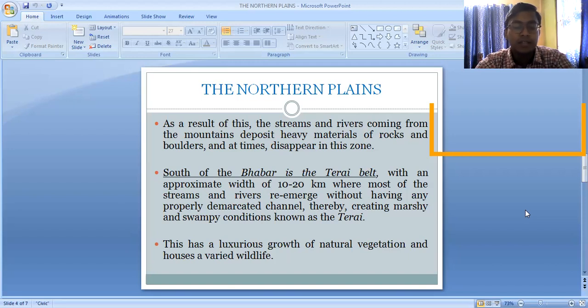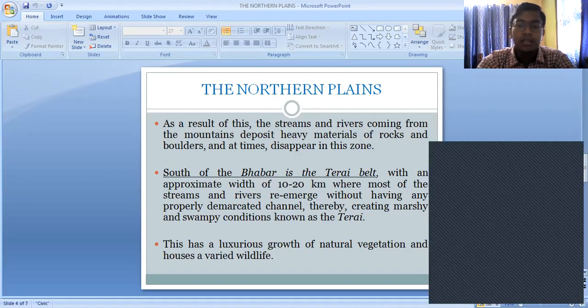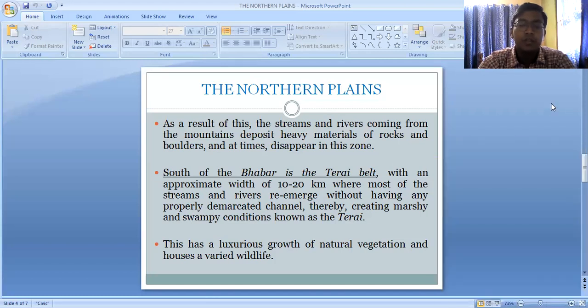So basically this Terai belt has a luxurious growth of natural vegetation. In this Terai belt, the natural vegetation has flourished. That means different types of forest have grown here because of the swampy nature of the soil, an adequate amount of alluvium deposits and all. And in this forest, we can find a variety of wildlife, different types of wild animals living in this region.